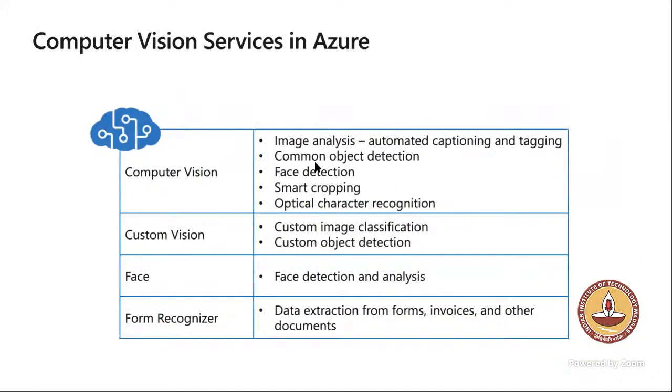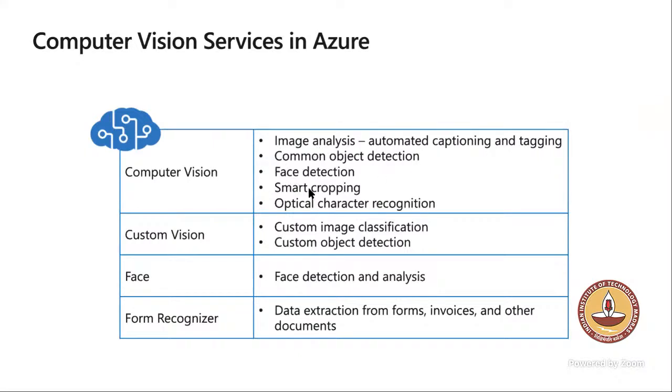Okay, great. Same thing, services in Azure. Okay, image analysis. So these are all services given by Azure. It comes under cognitive services. This computer vision comes under cognitive services. So image analysis, of course, automated captioning and tagging. What is automatic captioning and tagging? You've seen that in Facebook and all, we tag people on images. That tagging can be done automatically using image analysis.